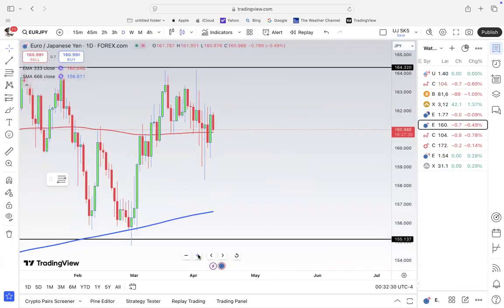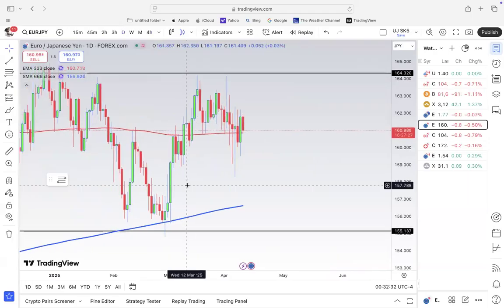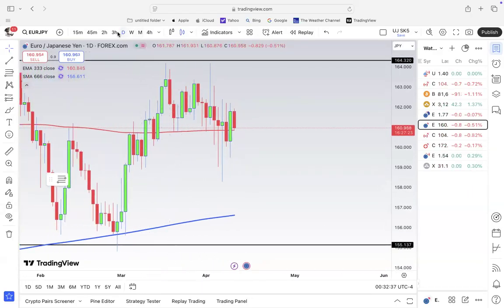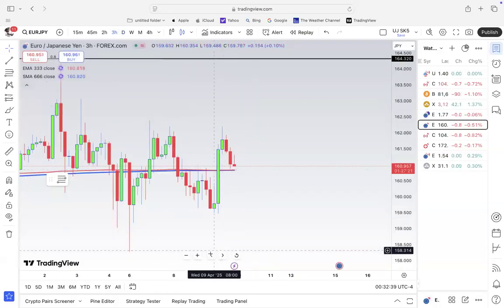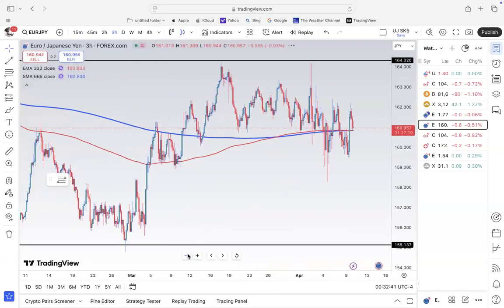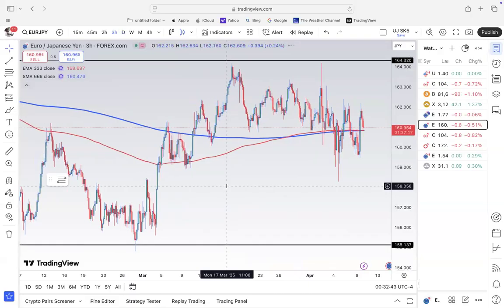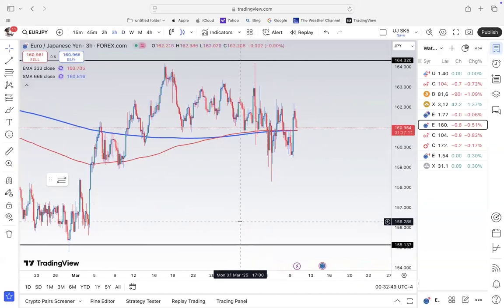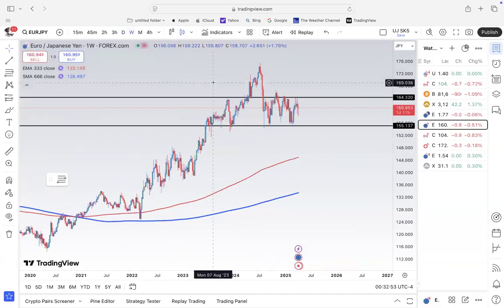I would much rather do a lot of research, take the trade, be very confident and comfortable inside that trade, and then let it play out. So two things I'm noticing right here is that the blue MA is coming under the red MA for Euro JPY. I'm expecting a buy. I know it's coming. It's a matter of when it comes.